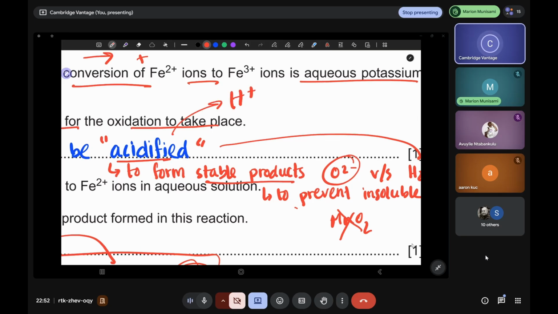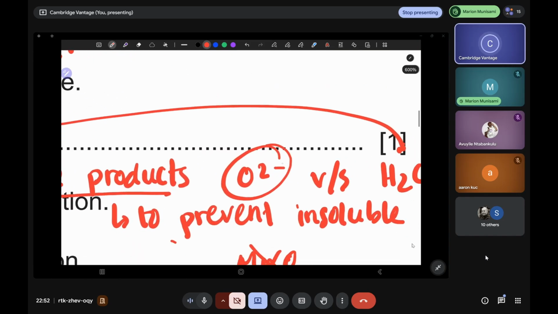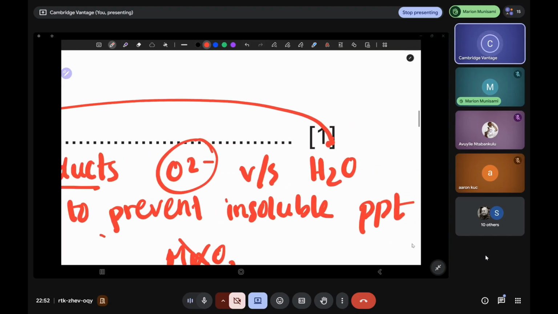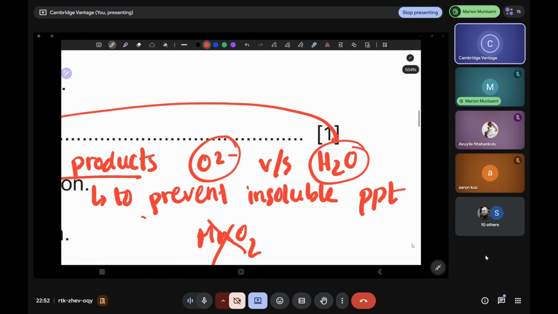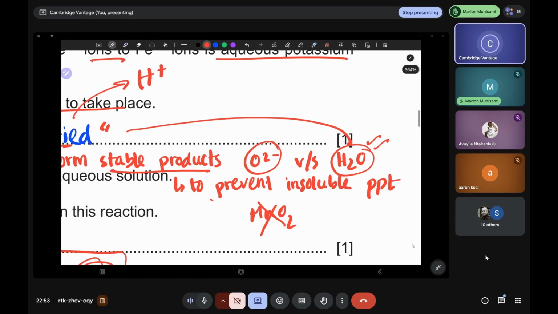Now, if the H plus ions weren't there, what you would end up getting is an O2 minus at the end. And an O2 minus is a very reactive substance. It would react with all the other stuff, or it would interfere with your products. But when water is produced, we know that water is much more stable compared to O2 minus. It isn't as reactive. So that makes it more stable. And that is something that we want so that we have the right products at the end of the day.